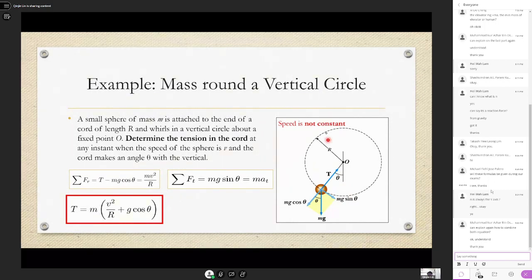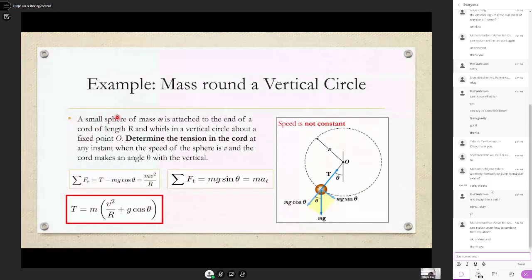This is an example of non-uniform circular motion. This is a mass moving around a vertical circle. Around a vertical circle means the plane is in the vertical direction. So if you swing a ball in a vertical direction, there will always be mg pointing downwards. At some points the mg is trying to accelerate it, but on the other side, the mg is trying to slow it down. So the speed at any point is not constant.